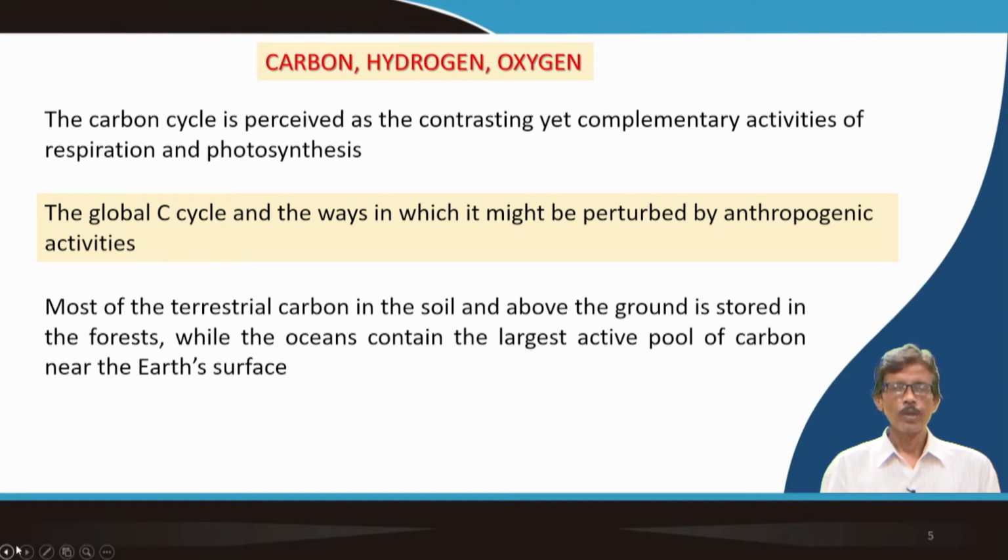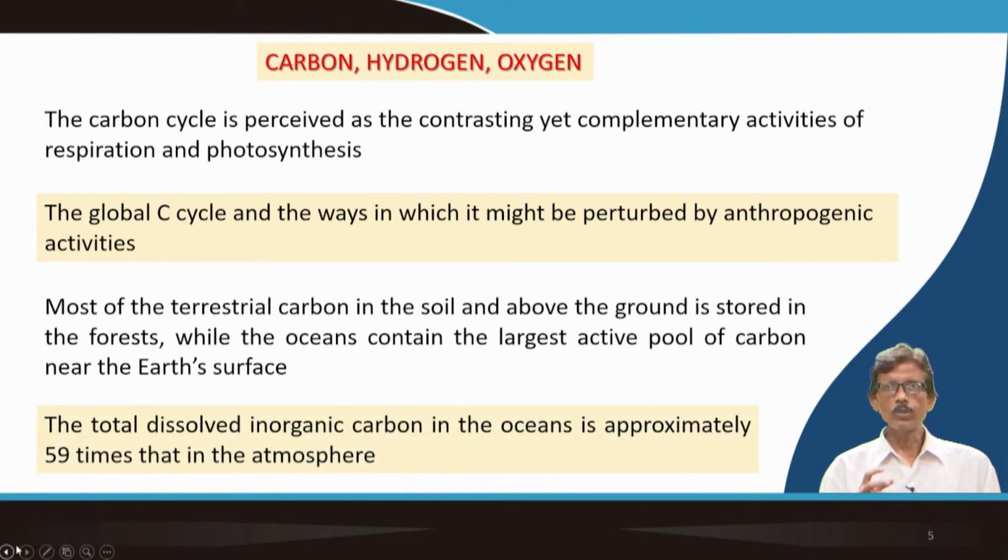So, what we can have is the availability or the amount of carbon available on the terrestrial surface in the soil, and above the ground it is stored in the forest, while the ocean contains the largest pool of carbon near the earth's surface. So, you have the oceanic pool and you have the forest pool, because if you consider the lignin, the plant material and all these, they are all having carbon, hydrogen and oxygen.